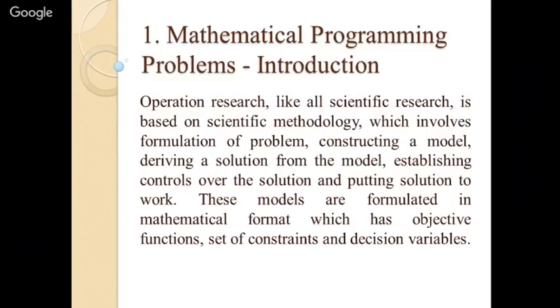When these models are formulated in mathematical format, with an objective function, a set of constraints, and decision variables, those types of programming problems are called mathematical programming problems. For example, the linear programming problem is the simplest, because it has an objective function, a set of constraints, and non-negativity restrictions. So this type of model is called a mathematical programming problem, a broad area where we study different types of problems.